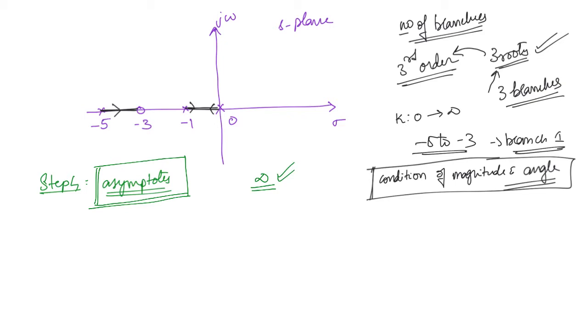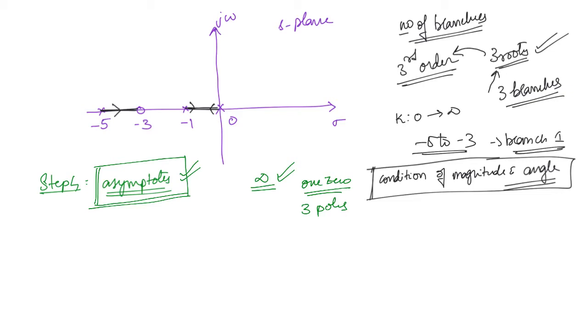When the number of poles is not equal to the number of zeros. So here in this characteristic equation, we had 1 zero at -3 and 3 poles at 0, -1 and -5. So these are not equal. The number of zeros is not equal to the number of poles. So some of the branches will tend to infinity. So we have to find out the asymptotes first. Then we can draw the root locus.